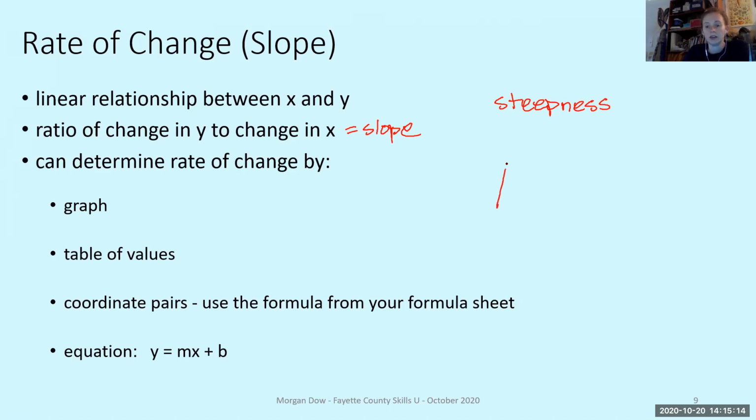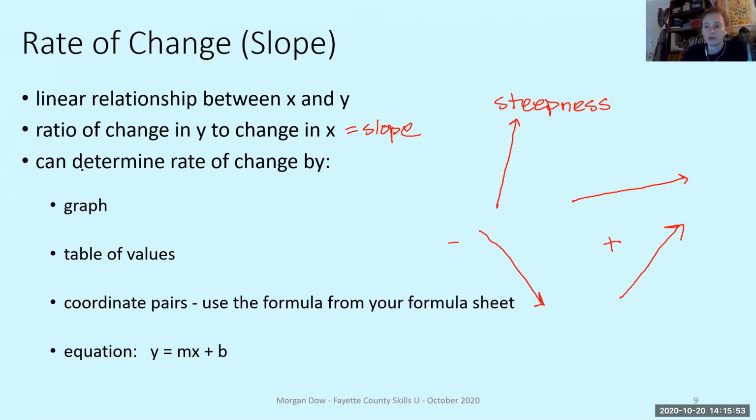So a very steep line will have a higher slope. You'll get a bigger number. And a not very steep line, a gently sloping line, will have a smaller slope. You'll get a smaller number. So slope basically tells us how steep the line is that we're talking about. Another thing to keep in mind is that a negative slope tells you that you're sloping downwards. A positive slope tells you that you are sloping upwards.